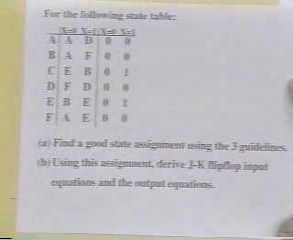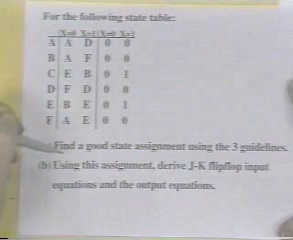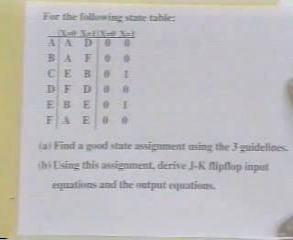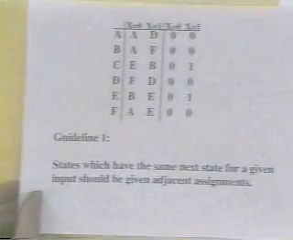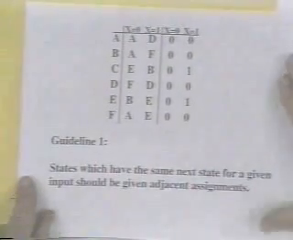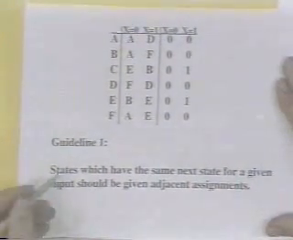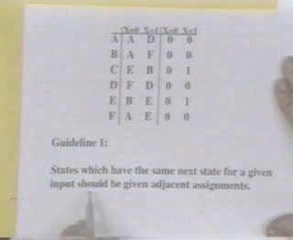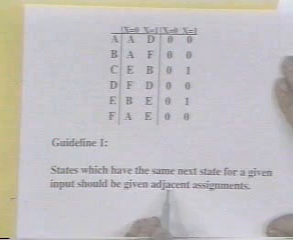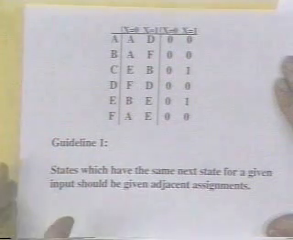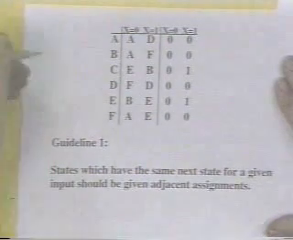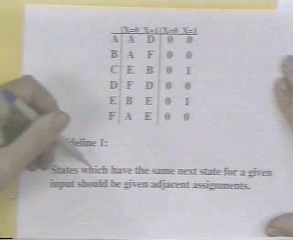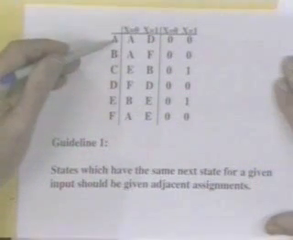So here's an example of a state table, and we're going to make a state assignment here by applying guidelines. The objective of the guidelines is, again, to reduce the amount of logic. So let's look at guideline number 1. Guideline number 1 tells us that states which have the same next state for a given input should be given adjacent assignments. And by adjacent assignments, we mean assignments that differ in only one of the state variables, only one of the flip-flops. So let's look at this table and apply guideline number 1.